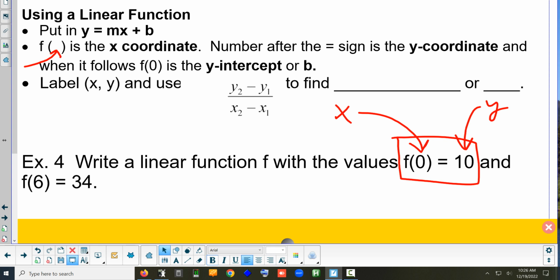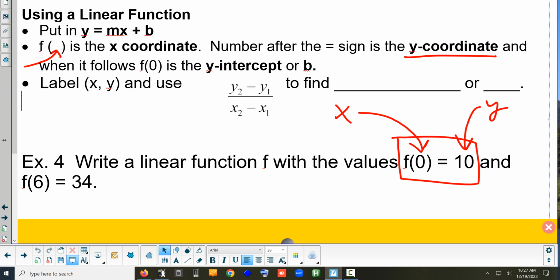So on your guided notes where it says number after the equal sign is the y coordinate. And if we write this as a coordinate, this is going to be the number with the 0. And we know the number that's with the 0 is always the y-intercept. So we're going to do this exactly the same as the last one. And then the last bullet says, label your x's and y's. And we're going to use this formula.